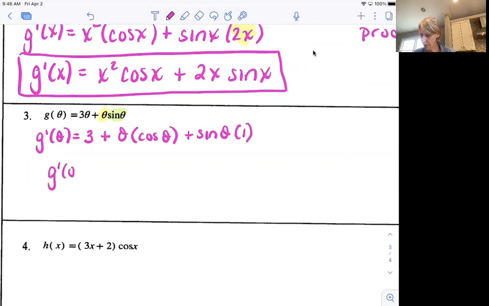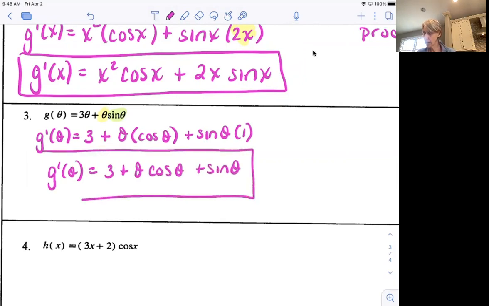So g prime of theta, if I clean this up a tiny bit, 3 plus theta cos theta plus sine theta. There's nothing else I can do. That's pretty much simplified as much as possible.